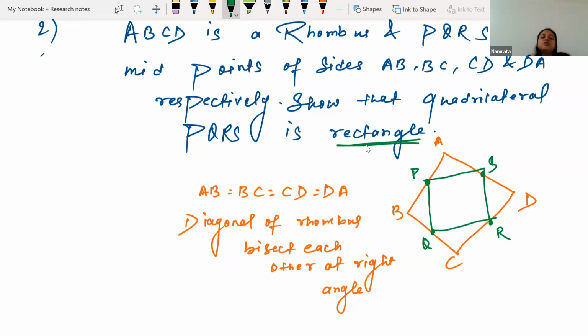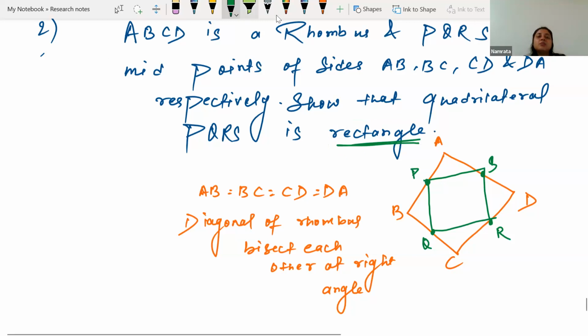First thing first, if we are able to prove that PQRS is a parallelogram, and then prove that one of the interior angles is 90 degrees, then we can say that surely it's a rectangle. First, we will show that it's a parallelogram, with opposite sides parallel and equal, just like the previous question, by taking the help of the diagonal. After that, we just have to prove that one of the interior angles of this parallelogram is 90 degrees, and then surely we will be able to declare that it's a rectangle. Okay, let's do that.